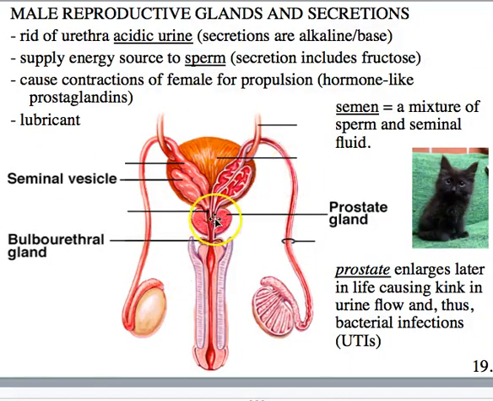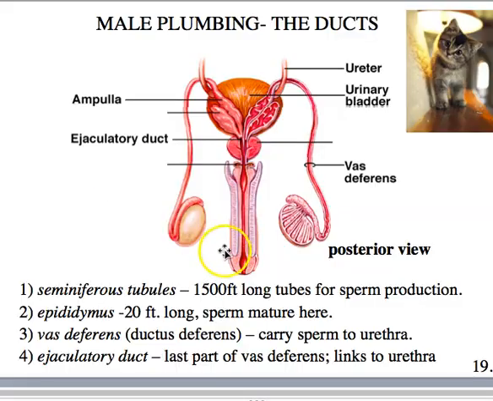So the ejaculatory duct is this duct here, and it has a muscle to it. So there's a muscular component to this duct. The blob around it is the prostate gland.